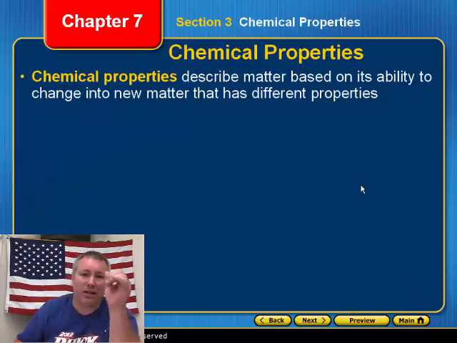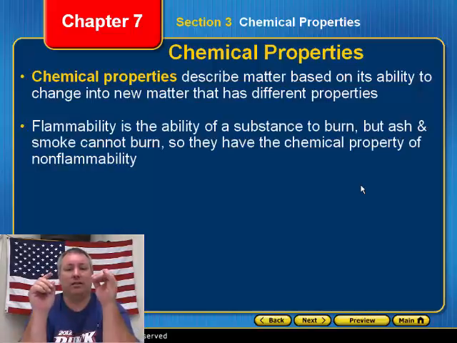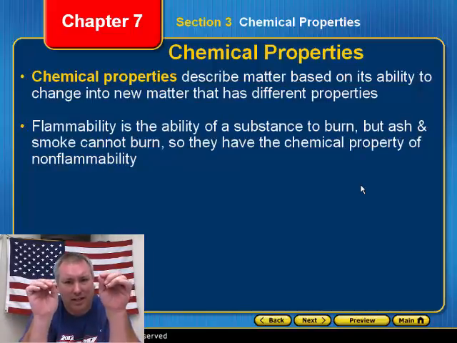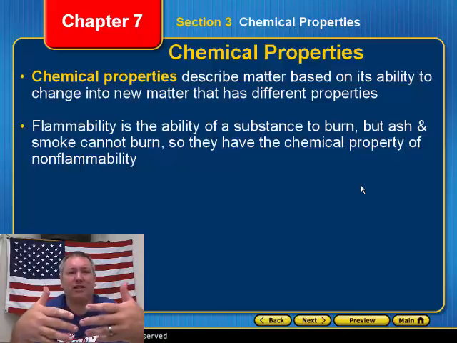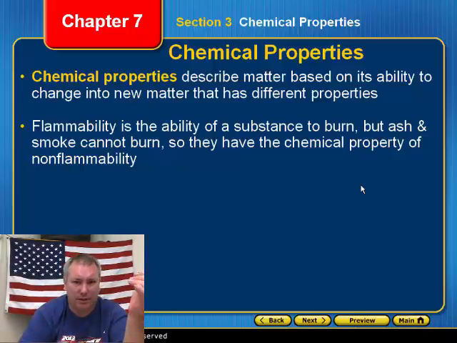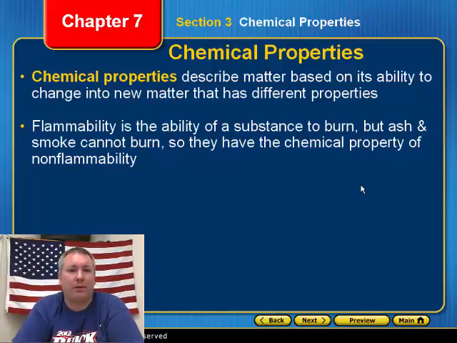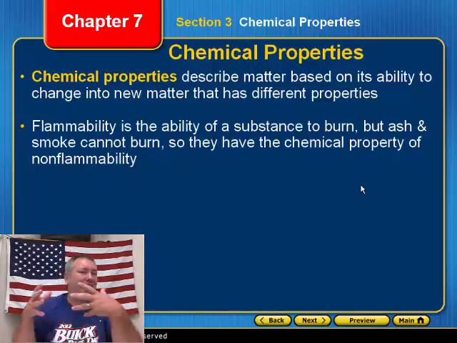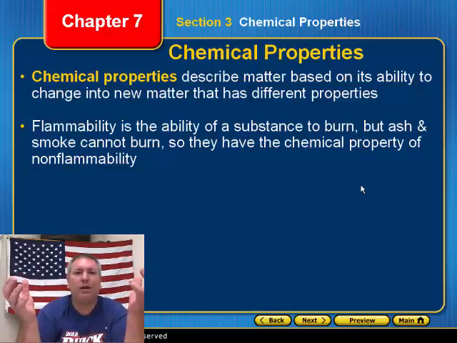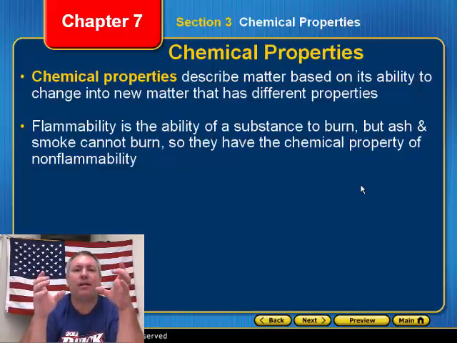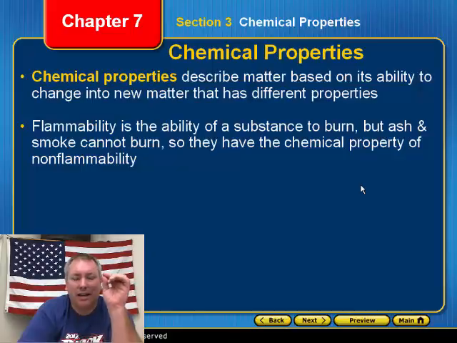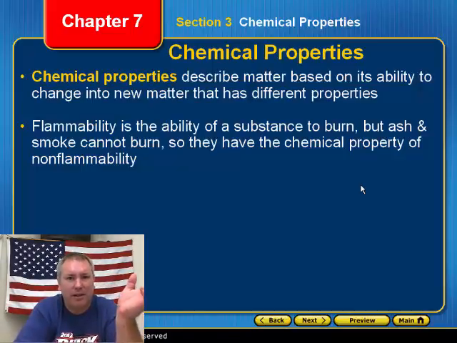Ladies and gentlemen, when we talk about chemical properties, chemical properties describe the matter that you're looking at based on its ability to change into new matter that has different properties. So chemical properties are about the ability of that matter to change into something new. For example, wood has a chemical property of flammability. In other words, it has the ability to burn, because flammability is the ability to burn. Since wood has that ability to burn, it has the chemical property of flammability.